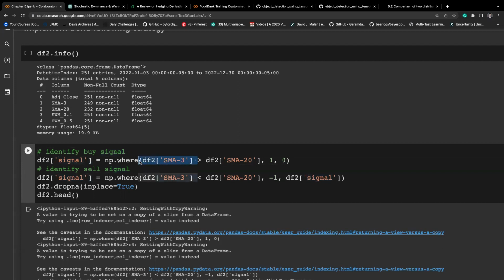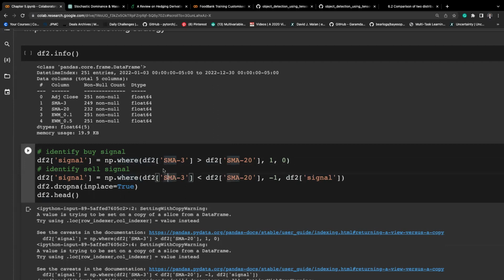So when the short moving average crosses the long moving average from below, right? So if the short window is more than the longer window in terms of the average price, then we need to hold a long position, right? That means that the stock itself has a bigger momentum in the short-term moving average. Otherwise, it's zero. So this is using the np.where function to create a list of ones and zeros.